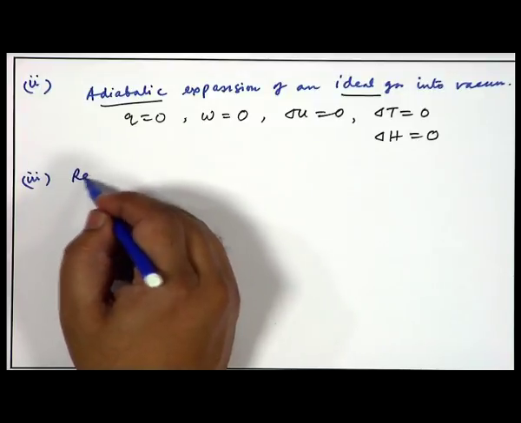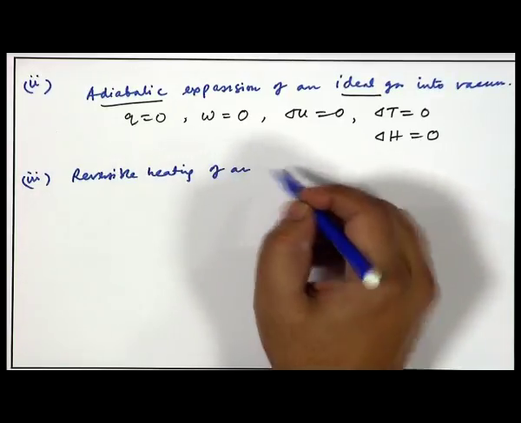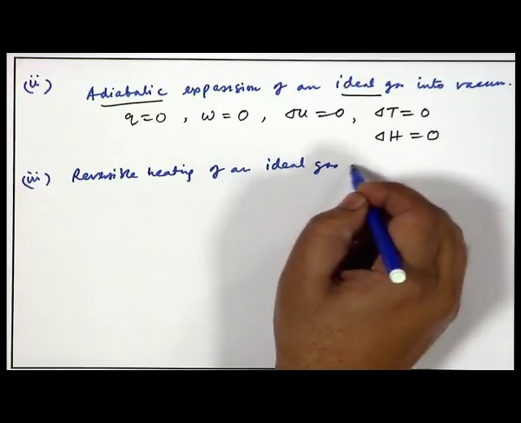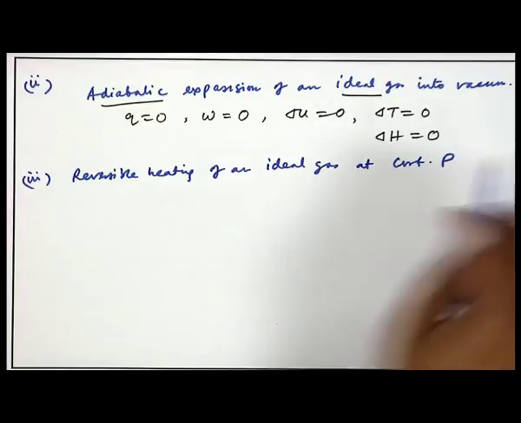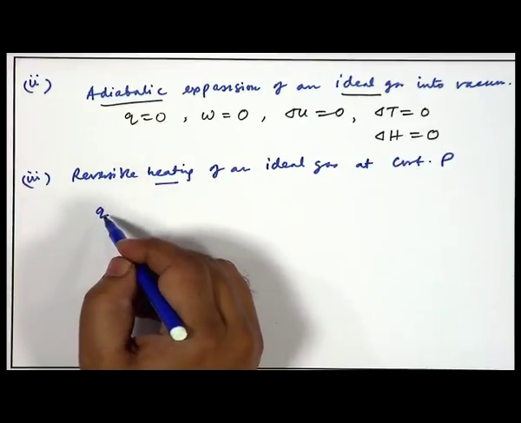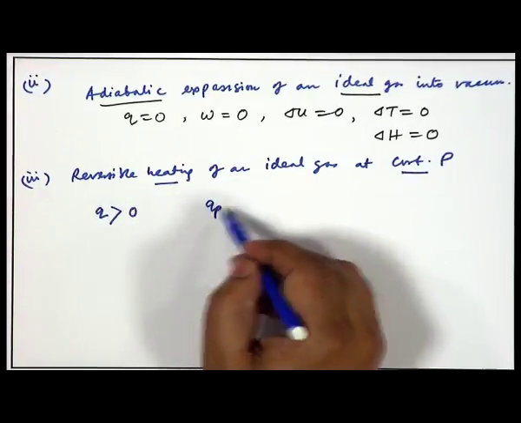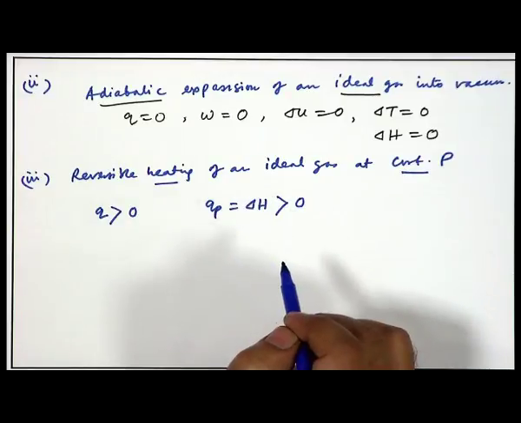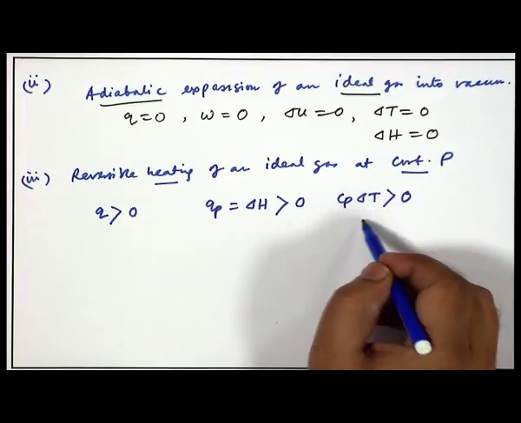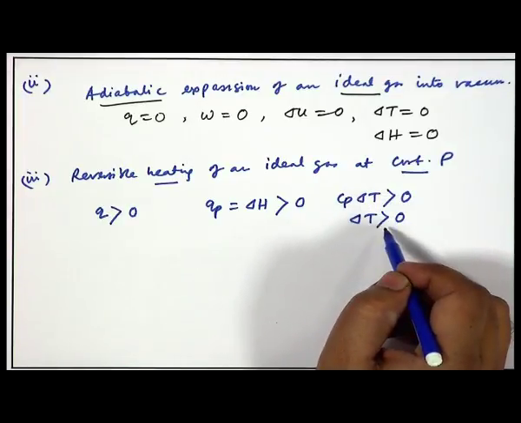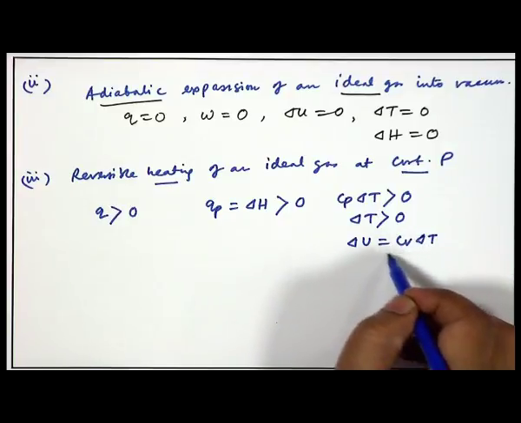Example 3 is reversible heating of an ideal gas at constant P. We are talking about heating, so Q must be greater than 0. At constant pressure, Q_P is del H, which must be greater than 0. For an ideal gas, hence C_P del T must be greater than 0, hence del T must be greater than 0. If del T is greater than 0, del U is C_V del T, which must be greater than 0.